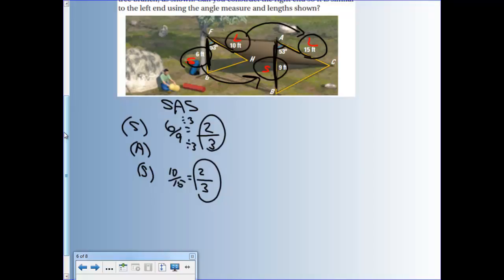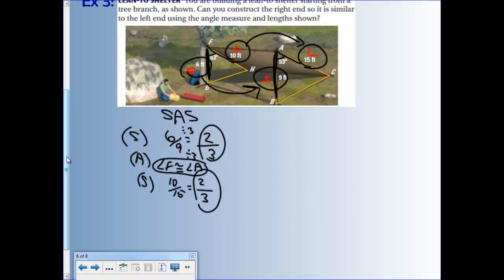Double check your angle yet. Do I have a pair of congruent angles in the middle of those two sides? Yeah, so angle F, angle A. Angle F is congruent to angle A. Look at that. Are they similar? Two sides are proportional. Set of angles are congruent. That included angle is congruent, so we say yes. Could we construct the right end so that they're similar? Yes, we have similar triangles.